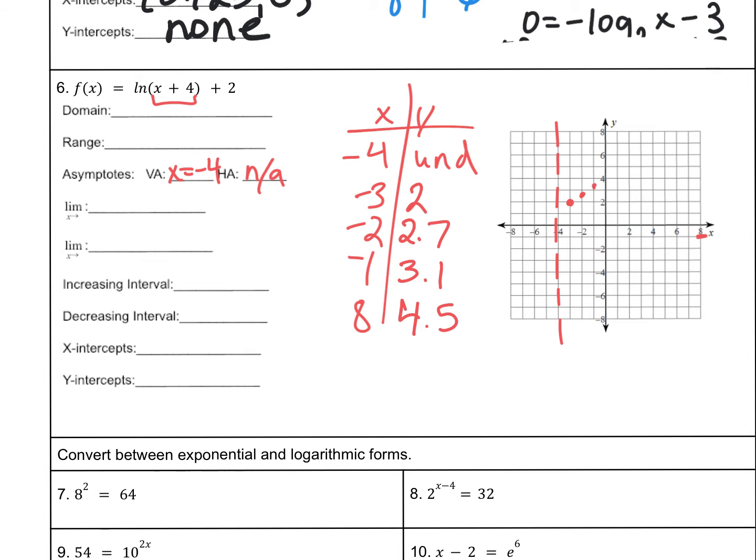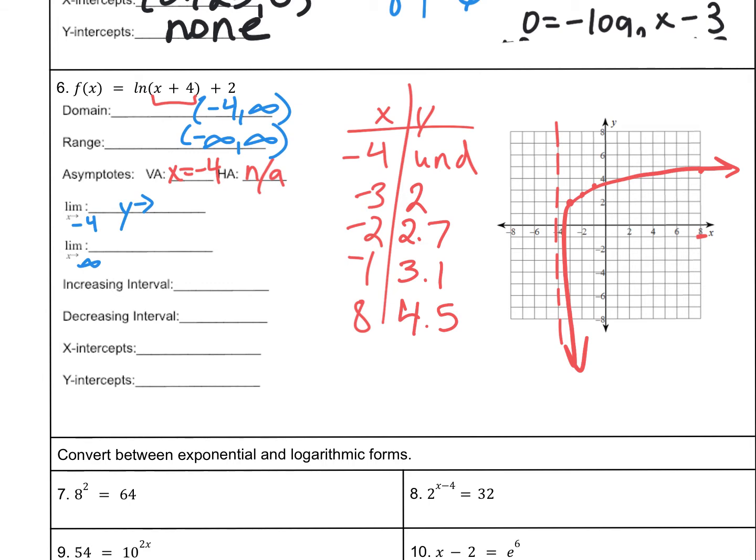And then 8, 4.5, so that tells me this is going to curve out like this and then shrink down towards that asymptote. So it should look something like this. We look, our domain is going to be from that wall, which is at negative 4 to infinity. Range is negative infinity, positive infinity. Rewrite that domain.